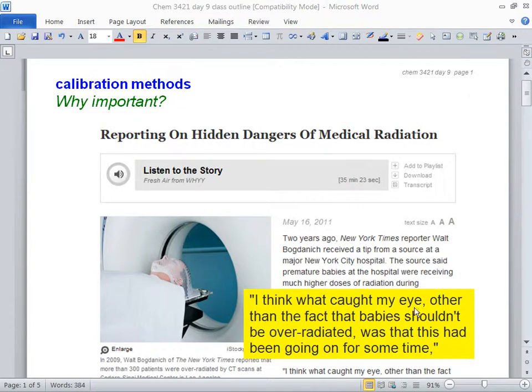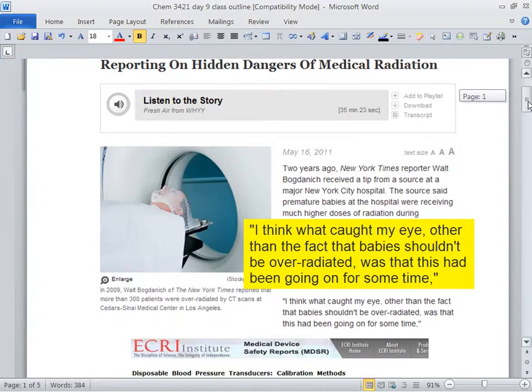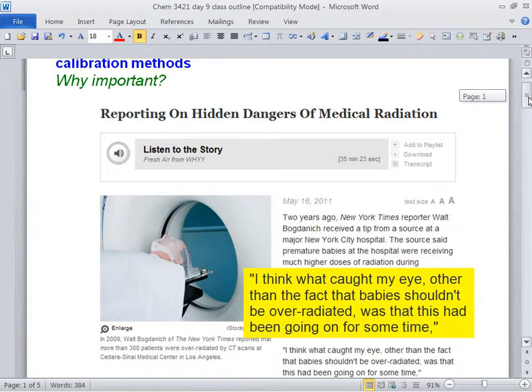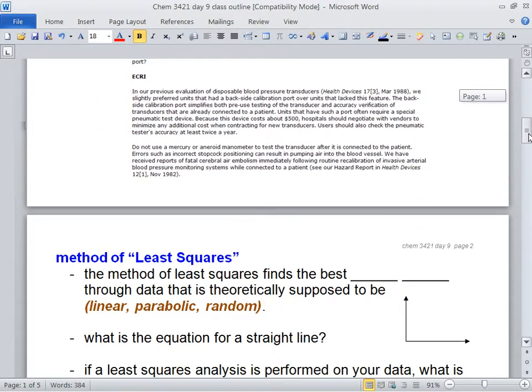Well, I thought this quote was kind of interesting. I think what caught my eye, other than the fact that babies shouldn't be over-radiated, was that this had been going on for some time. So, yeah, things have got to be calibrated right. And what else does that MRI guy have to do? He just pushes the button. He should have that thing calibrated.